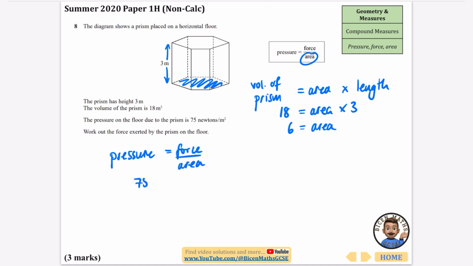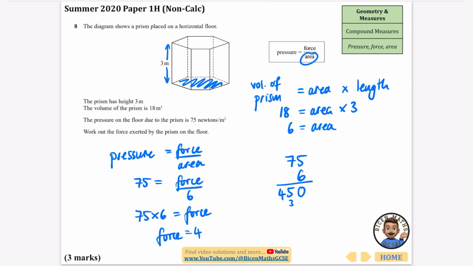The pressure is 75, the force is the thing that I'm going to try and find out, and the area is 6. So if I do 75 and multiply that by 6, that will tell me what the force is. So I'm just going to work out 75 times 6. 5 times 6 is 30, and 7 times 6 is 42, plus on the 3 is 45. So the force is 450 newtons.